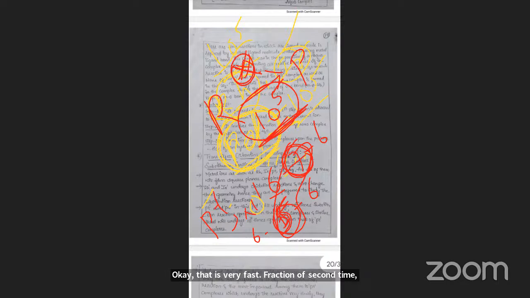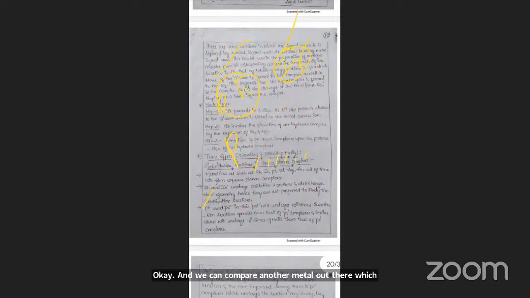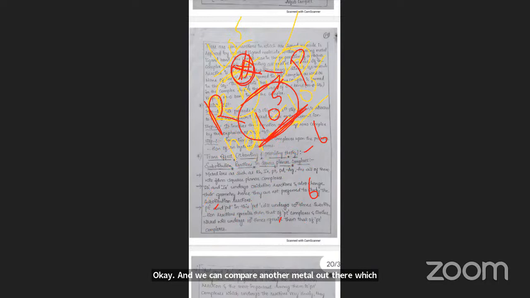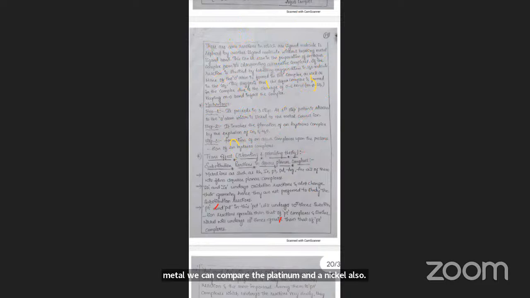Okay, and we can compare another metal also. Which metal? We can compare platinum and nickel also.